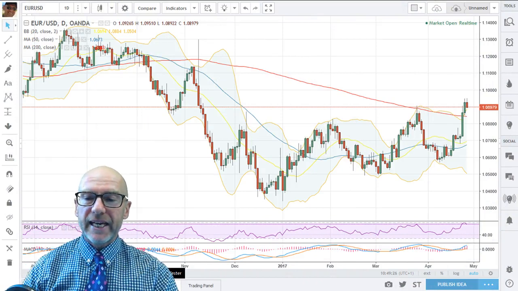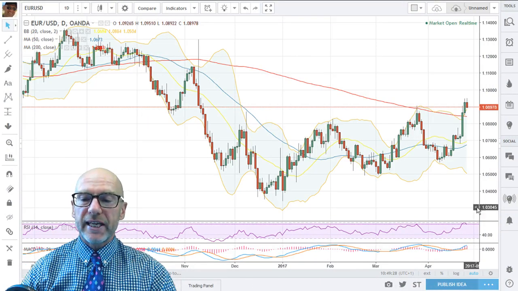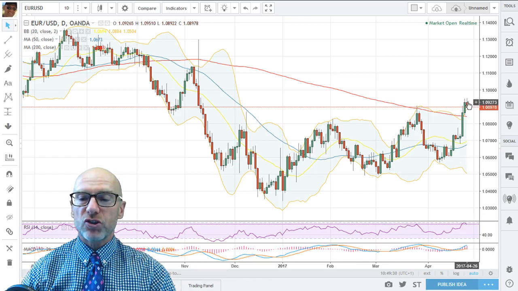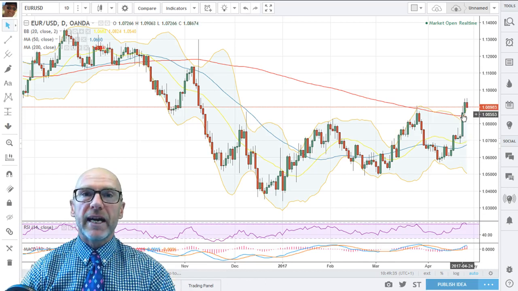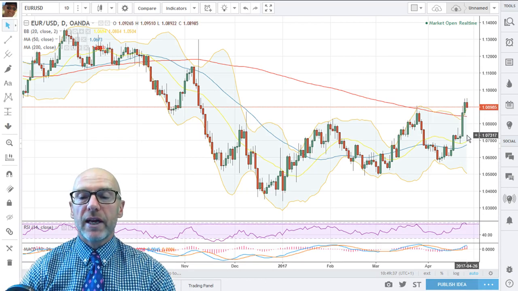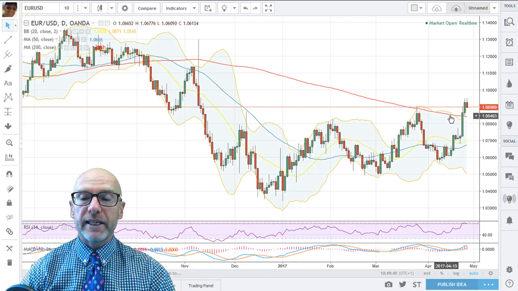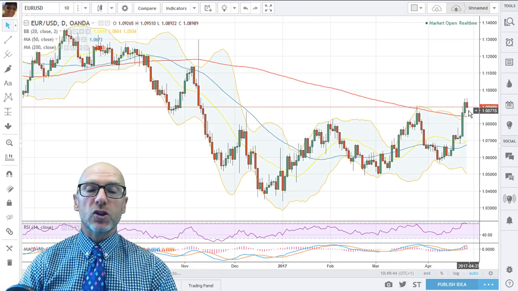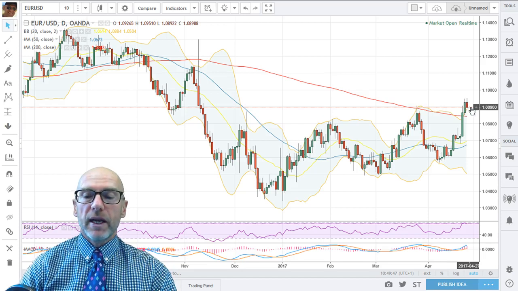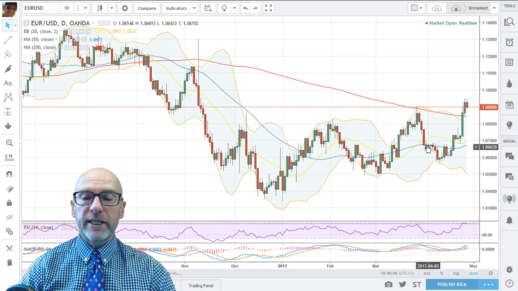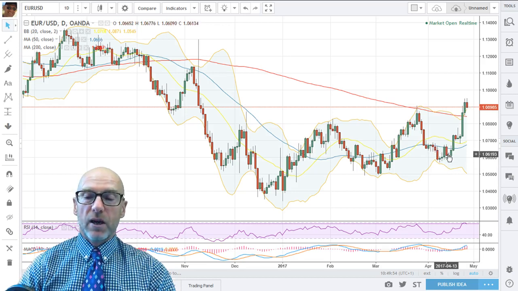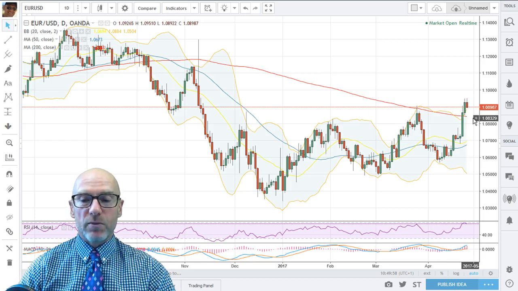Here we have the daily on the euro, and you can see that this week has been very strong, with this big candle here being the Monday after the French presidential election. That's taken us above the downtrending 200-day moving average, which is a good sign. Also good that we did track down with the 50-day through the last 2-3 weeks. We've now pushed up through there, and the 50-day moving average is now moving up.